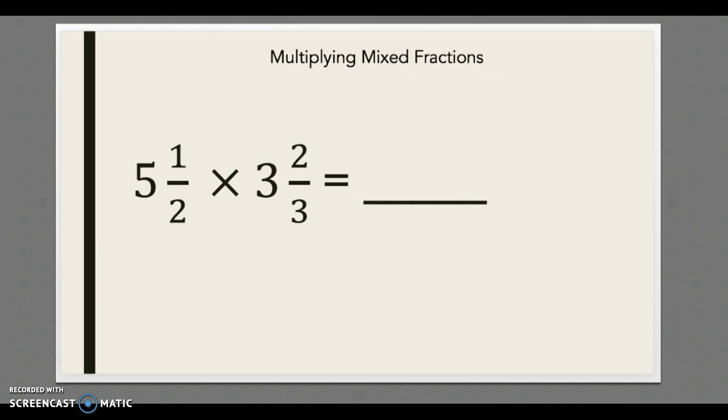When multiplying mixed fractions, the first thing that you want to do is convert both of them to improper fractions. So going back to the previous video on converting fractions, I'm going to multiply, then add. 5 times 2 is 10, plus 1 is 11. Denominator stays the same.